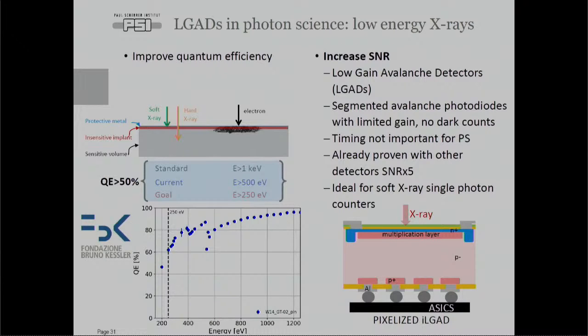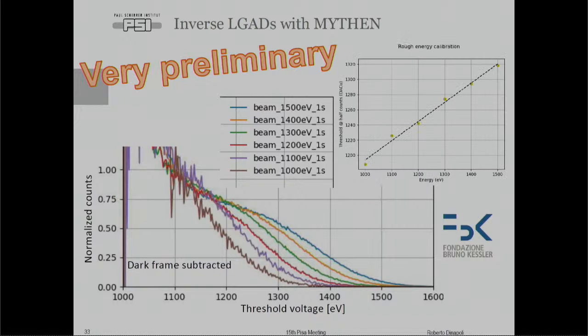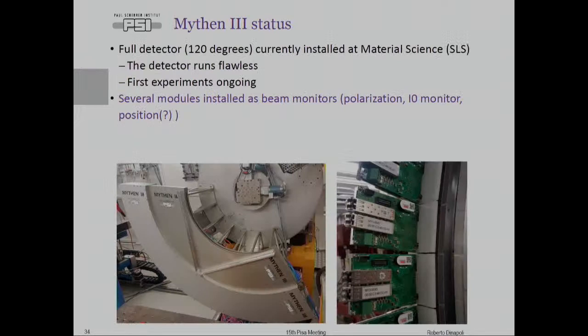And in particular, we are testing right now inverse LGADs, where the multiplication layer is close to the entrance window. Very preliminary, also last week. So we have put LGADs connected to Mythen 3. Here you can see the normalized counts as a function of the threshold voltage after dark frame subtraction. So you do see S curves. You can really fit them and operate the detector down to something like 1000 eV. And you can even have a very rough energy calibration with that. But we need more time to study that.